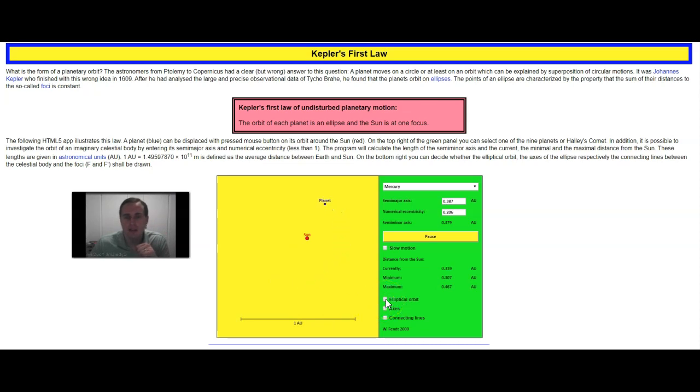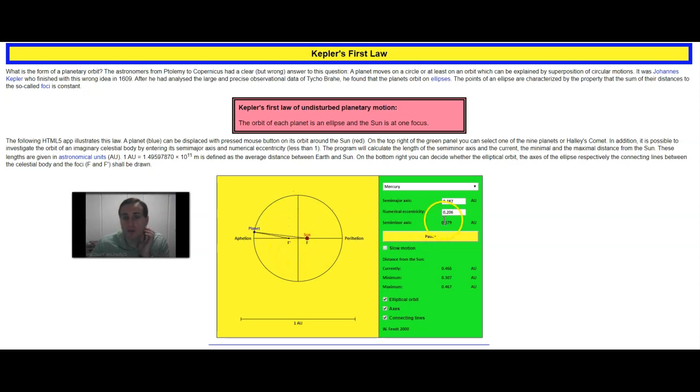So let's look at an elliptical orbit. Hopefully you can see that this is an elliptical orbit, and the Sun is at one focus. Let's draw in the axes. Notice here we have the major axis horizontally. There's perihelion, where we're closest to the Sun, and aphelion, where we're furthest from the Sun. Let's draw those connecting lines. So look, the Sun is at one of the foci, and there's empty space at the other focus.